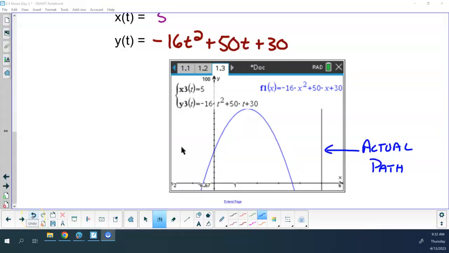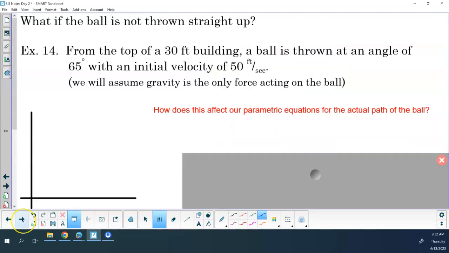Okay? So that's the actual path that ball takes. All right. Next one. Now, the downfall is you're not always going to throw an object straight up and then have it come straight back down. Most of the time, you're going to throw an object at an angle.